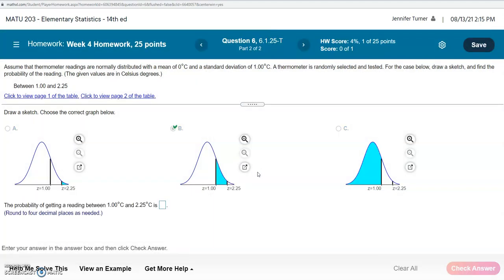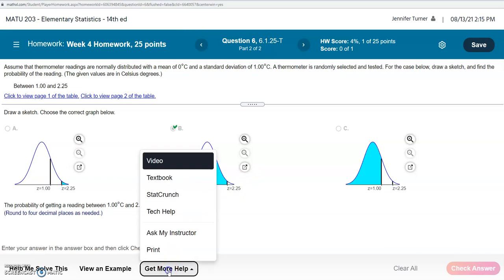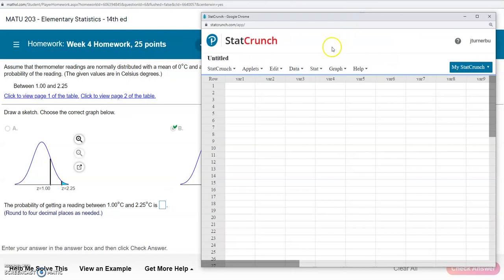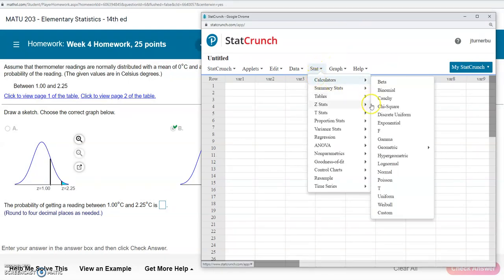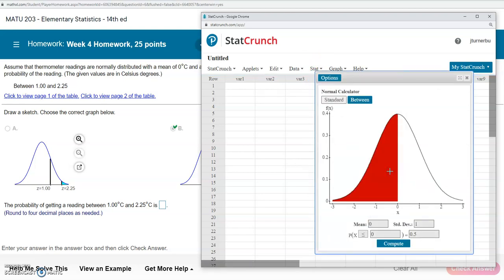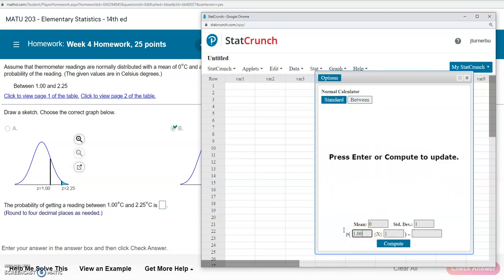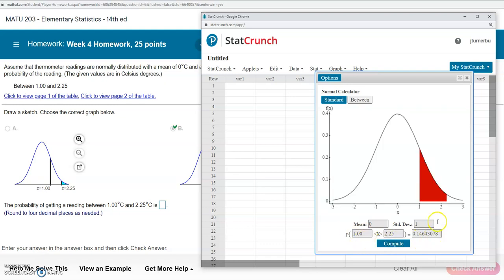Now we want to get the probability of that happening. So for that, we can go to StatCrunch. Again, the normal distribution calculator is under Stat, Calculators, Normal. For this question also, the mean was 0 and the standard deviation was 1. And now we want to choose a value between, so we're going to click between up here at the top, the two values given. So 1.00 and 2.25. And if we click compute, it's going to give us that area right here, and the probability or the area associated with that is this 0.146.